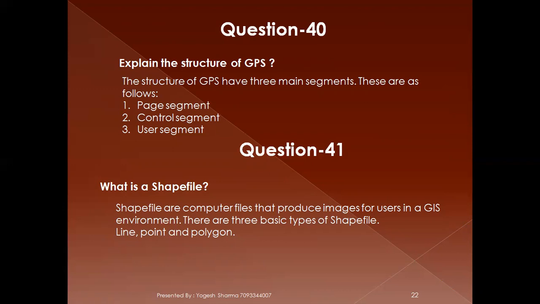What is the shapefile? That is also a very important question. Shapefiles are computer files that produce images for the users in a GIS environment. There are three basic types of shapefiles: line, point, and polygon.